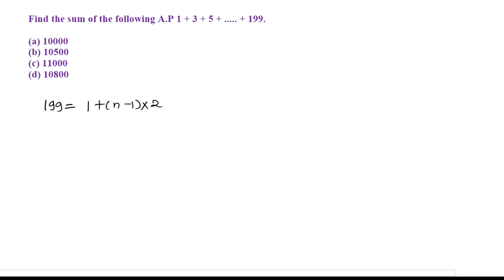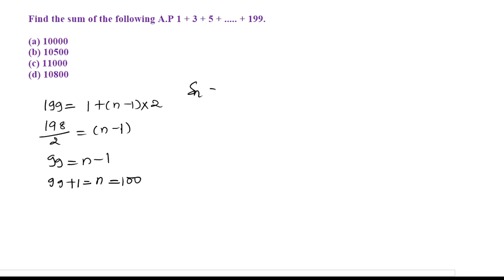So 199 minus 1 is 198. Divide by 2 is equal to how much? n minus 1. Right? 198 divided by 2. 2 9s are 18. 2 9s are 18. Is equal to n minus 1. So 99 plus 1 is equal to n, which is equal to how much? 100. Now I can find out the sum also, right?